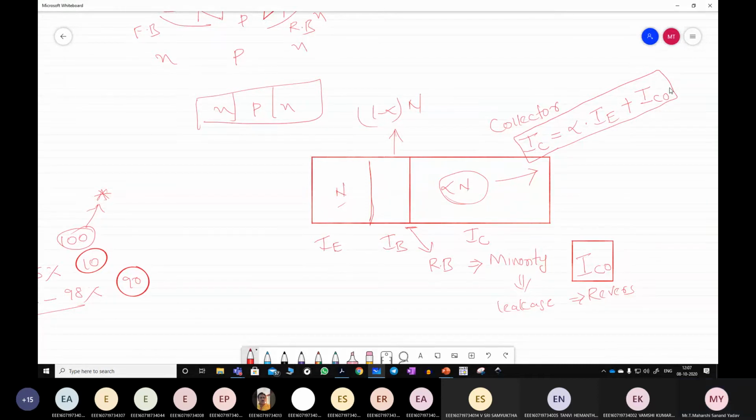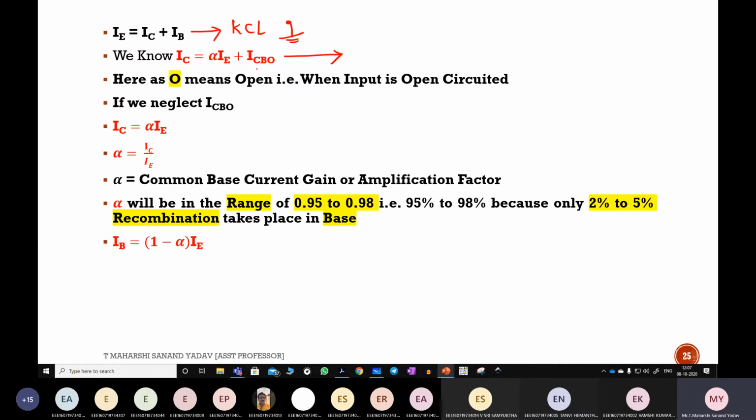Clear? Only these two formulas are very important for you to understand the rest of the concept. Here, ICB naught. Why am I taking ICB naught, why not IC naught? Because I'm dealing with the common base configuration. Just for the sake of it, I'm representing this as common base. This is nothing but input is open circuited. Simply, ICB naught is nothing but reverse saturation current.